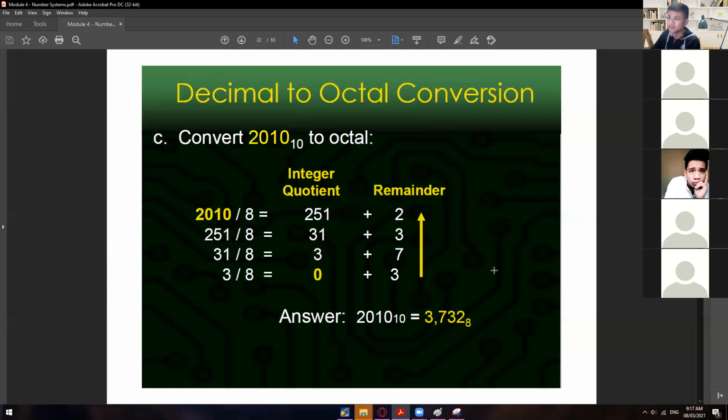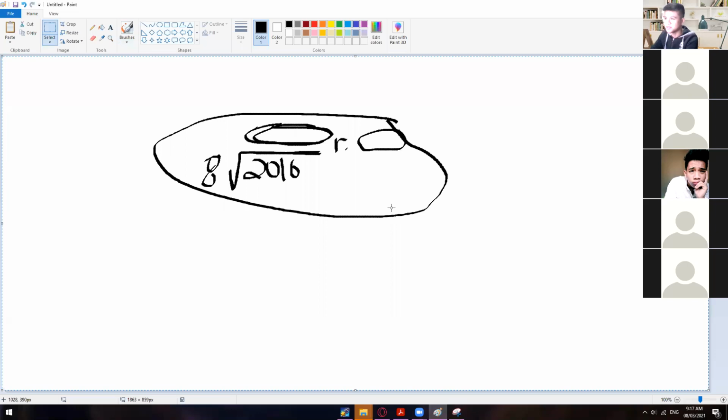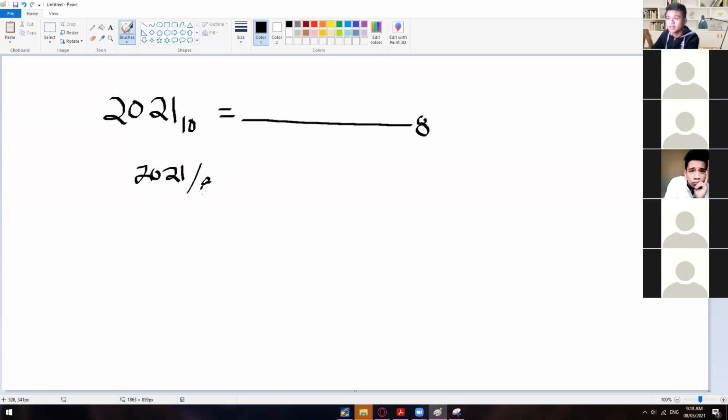One more on the octal part. We don't have any other examples for octal anymore, but if you want more examples when it comes to octal, let's have another one. Let's say 2021, the year 2021. This one is octal, base 8, and I would like to convert this into, sorry, this one is always decimal, and this will be converted into octal. So again, just copy this one, 2021 divided by 8.